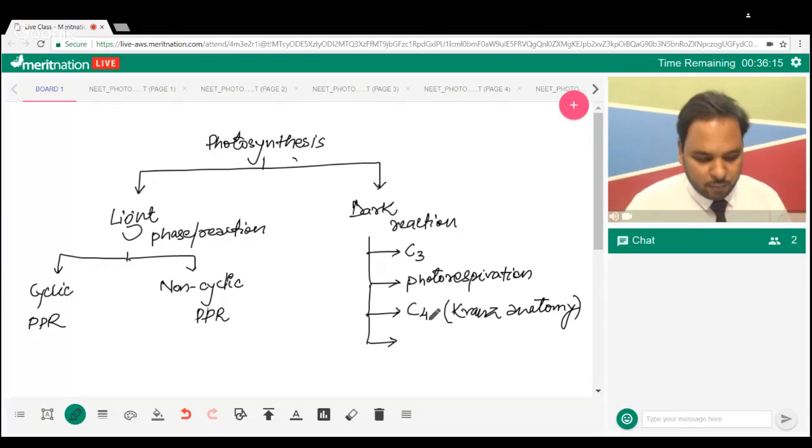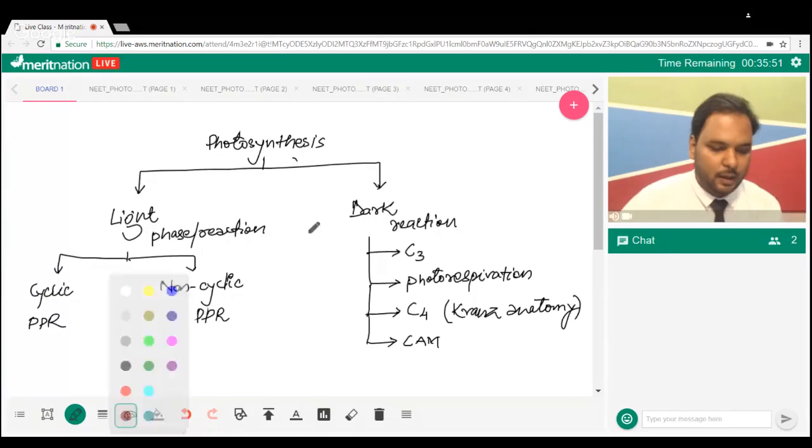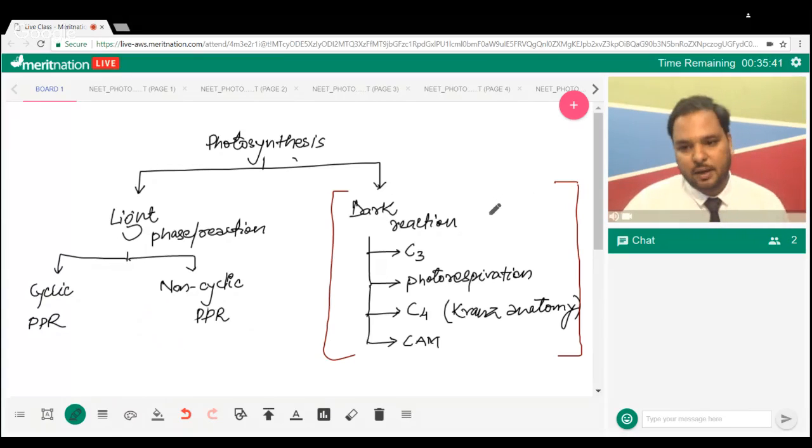Fine, everyone. And last but not the least is your CAM, Crassulacean acid metabolism. Because it's typically found in a family that's called Crassulaceae. That's why it got its name. So today's concept will work around these 4 reactions, everyone: C3, photorespiration, C4, and CAM.